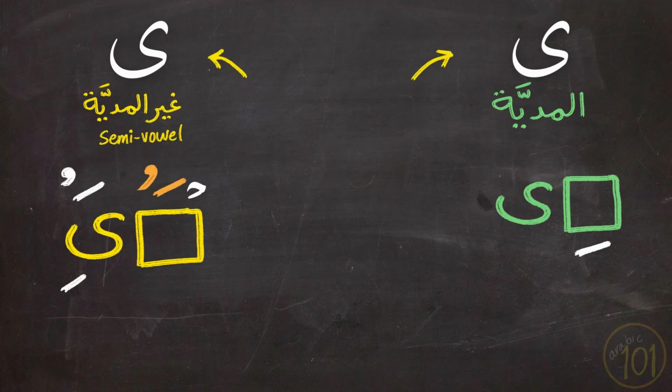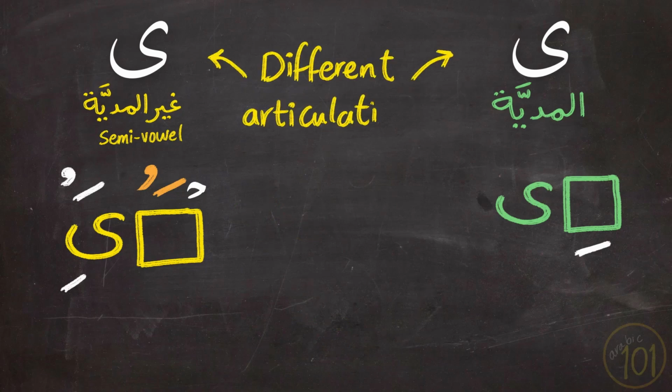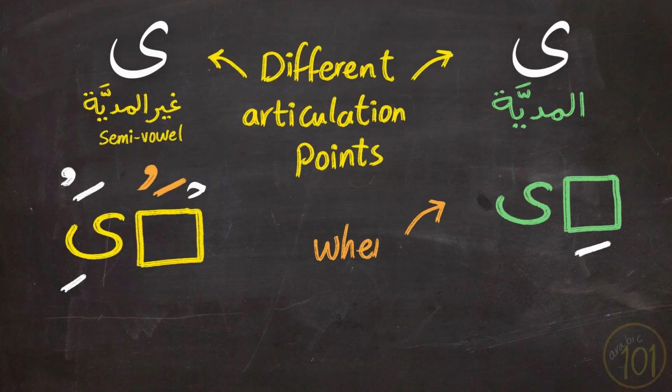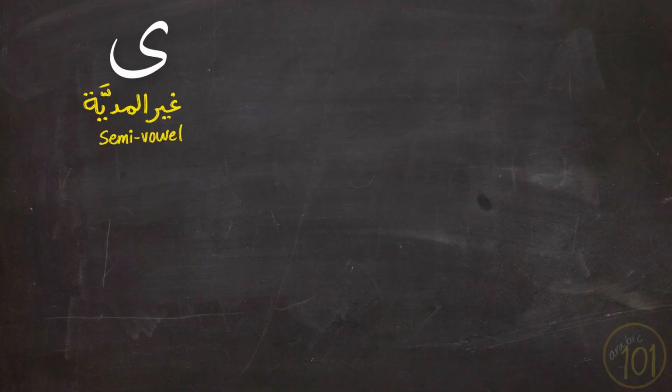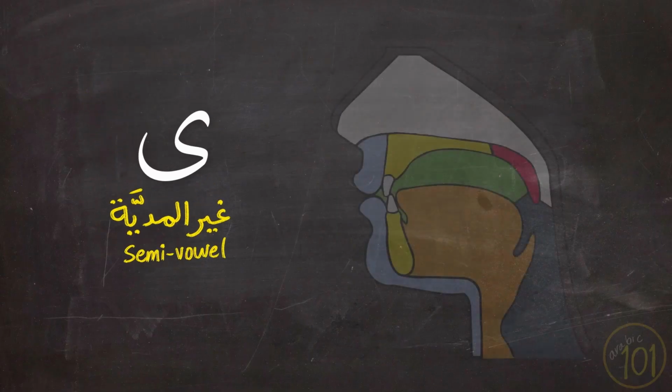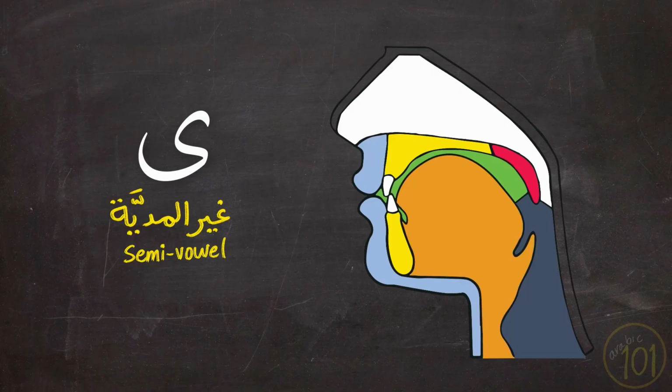Now, both of these two types of ya come from two different articulation points. Al-ya al-maddiya was previously discussed. Can you still remember where it is pronounced from? But as for al-ya غير المادية, it is pronounced from the middle part of the tongue, which is raised towards the hard palate. But the point at which ya is produced is slightly behind the point of Shin and Jim, as you can see in the chart. There is also a gap allowing air to escape and produce the sound.